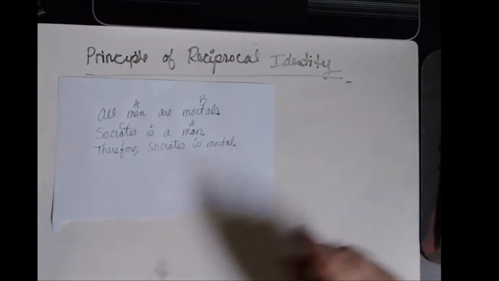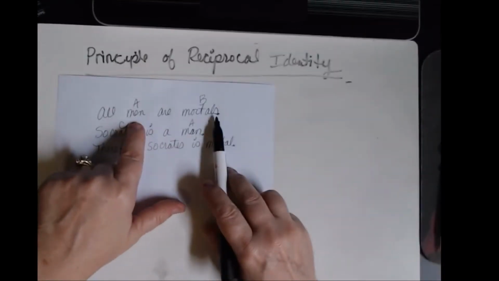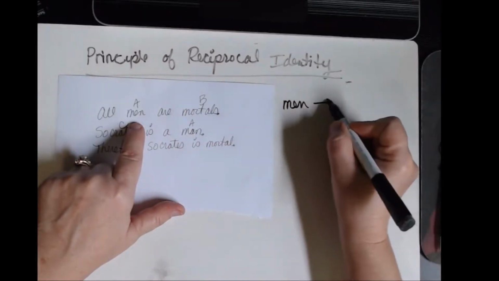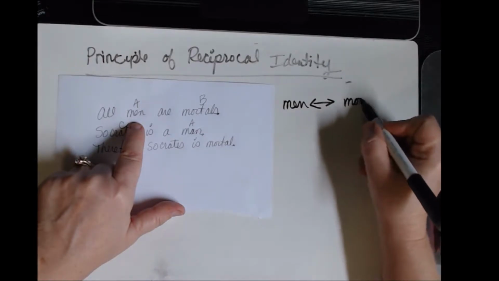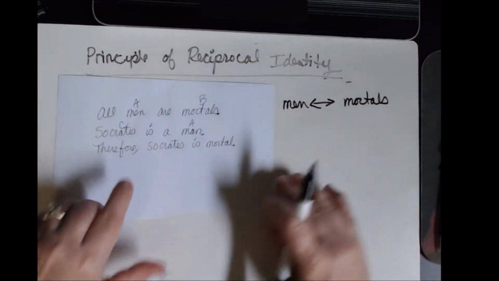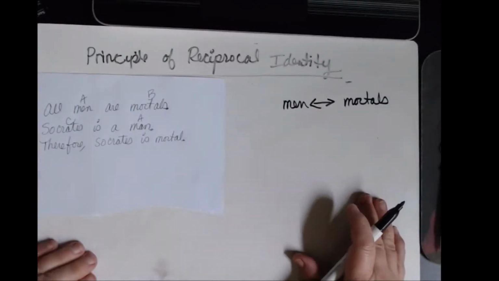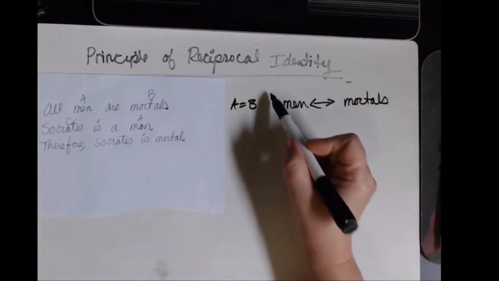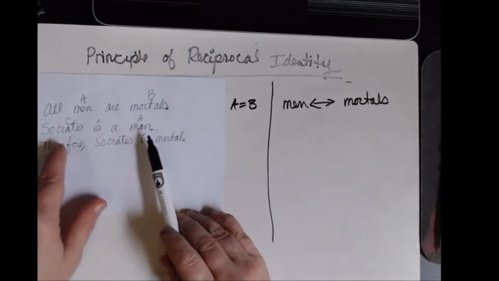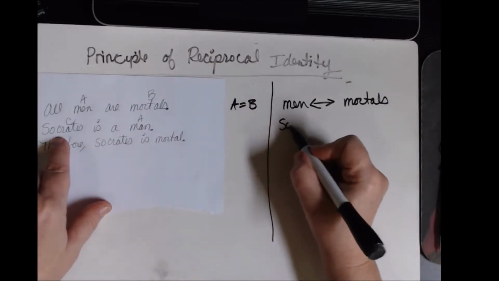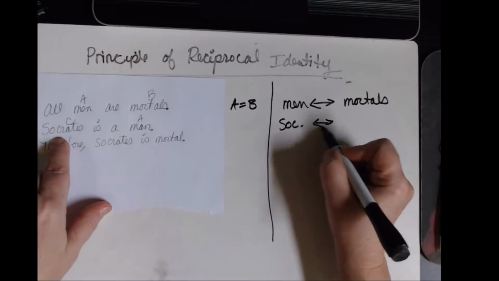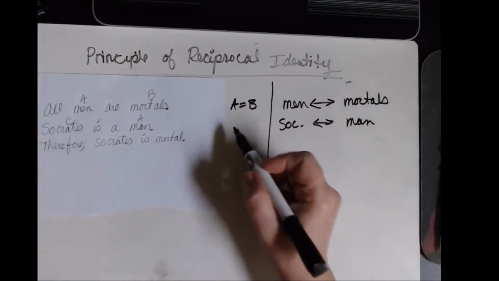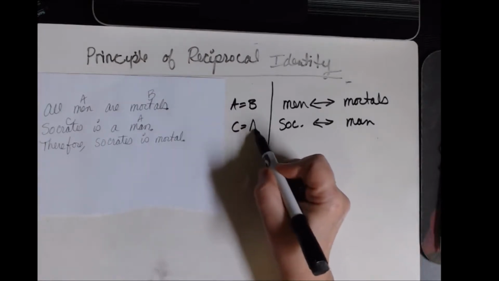Now let's look at it off to the side. So in this first sentence, I'm saying men are mortals. Men are the same as mortals. Right? Mathematically, that's the same as saying A equals B. Let's look at the second premise. I'm saying Socrates is the same as a man, or using my letters, mathematically speaking, I'm saying C equals A.